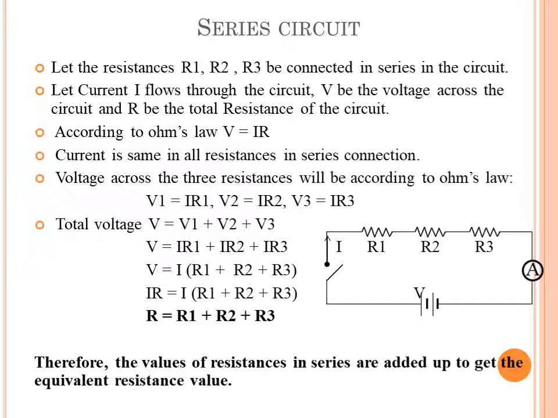Then we replace the value of V1, V2, V3 by the above equations. That is V equal to IR1 plus IR2 plus IR3. We are taking I common here and we are substituting V by IR. Now in the statement, I and I are cancelled from left hand side as well as from the right hand side. We are left with R is equal to R1 plus R2 plus R3. So therefore the values of resistance in series are added up to get the equivalent resistance value. So whenever we have to increase the resistance in a circuit, we have to connect the resistance in series connection because the resistance values are being added up in series connection.